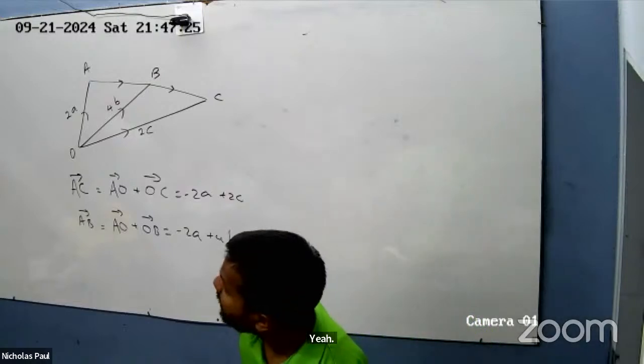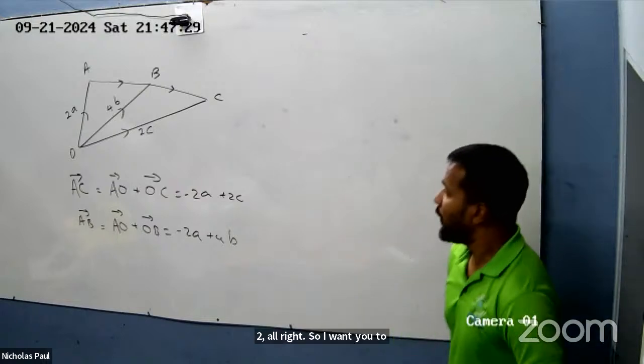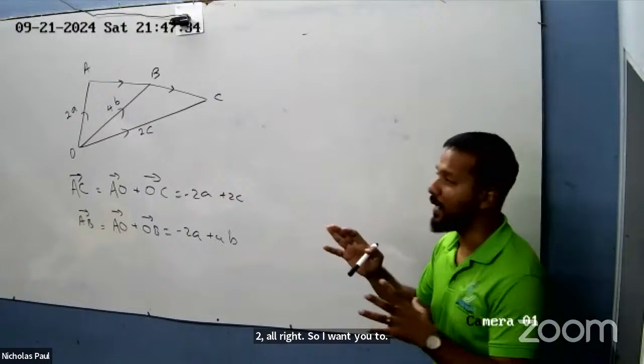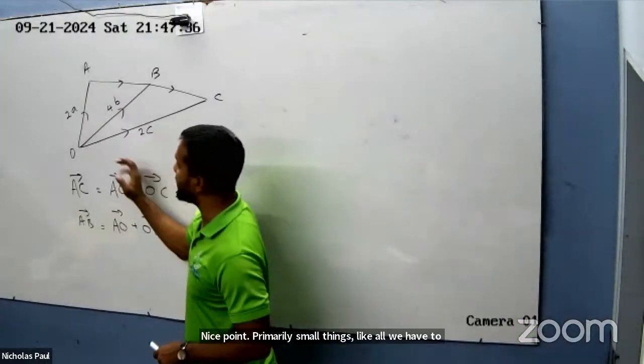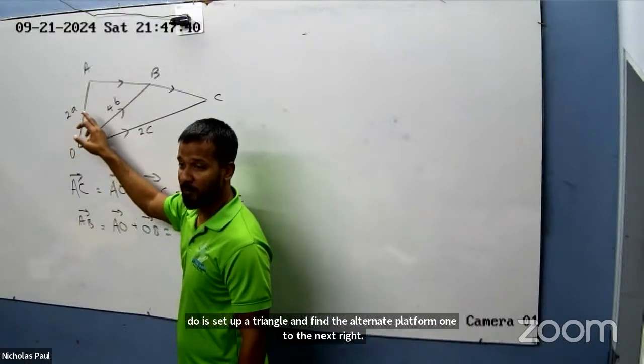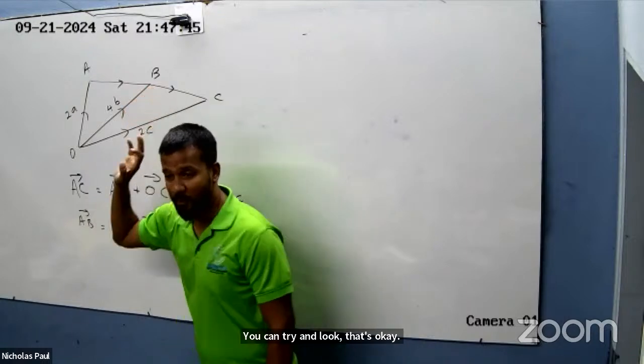All right, so I want you to remember those small things, right? All we have to do is set up a triangle and find the alternate path from one to the next, right? You can triangle them. That's okay? Right? So you're starting here and finishing here. Everybody okay with that? Right.